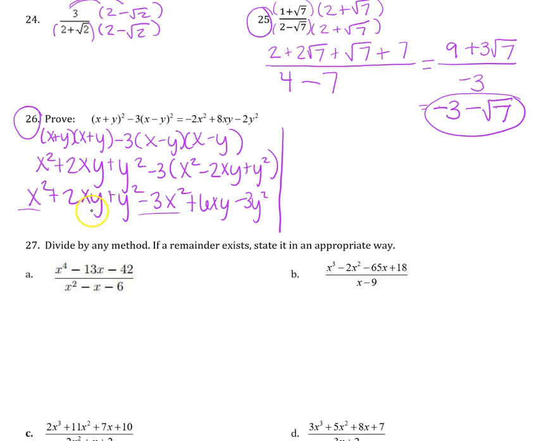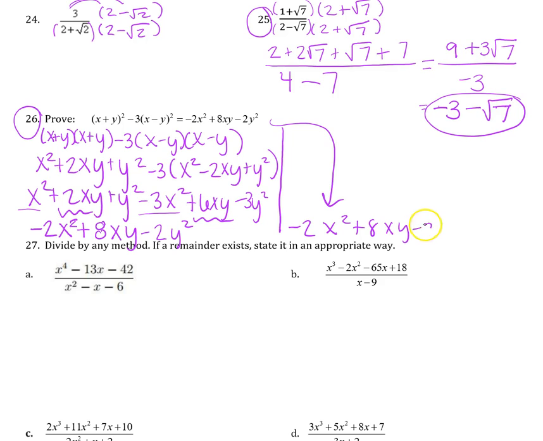Okay, now I'm going to combine my like terms. I see some x squareds, some xy's, and then some y squareds. So I get x squared minus 3x squared, that gives me negative 2x squared. I've got 8xy. And then lastly, I get minus 2y squared. So you'll notice that this ended up equaling this. So what I'm going to do is just rewrite this down here below. So I have negative 2x squared plus 8xy minus 2y squared.